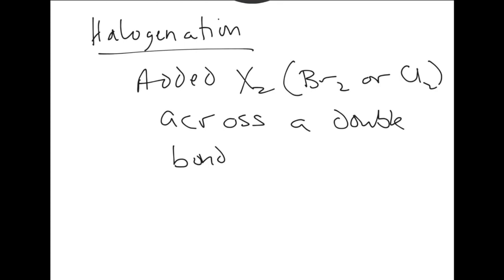So halogenations, you add X2, either Br2 or Cl2, across a double bond. I was asked why it's only bromine and chlorine and not other halogens. Because fluorine never reacts. Fluorine doesn't do anything productive. And iodine is not reactive enough. So it's only bromine and chlorine that work.